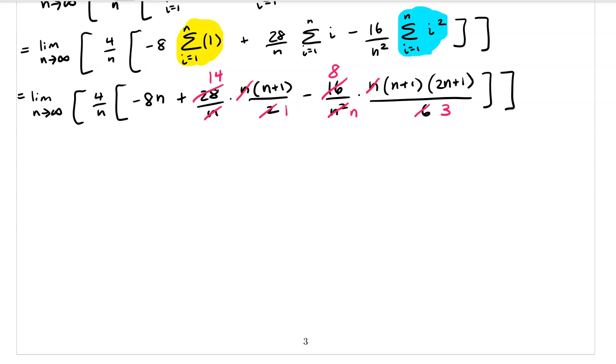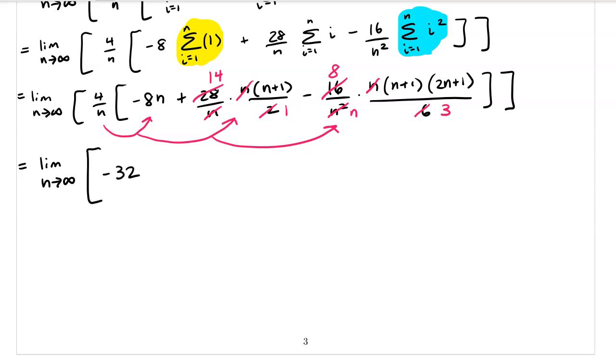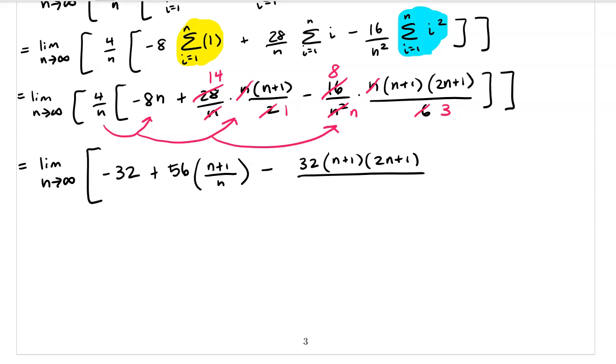And then as a next step, I'm going to distribute in the 4 over n to each of these terms. So we have the limit as n approaches infinity of 4 over n times -8n would be -32, plus 4 times 14 is 56, and then in the numerator we'd have n plus 1, and n in the denominator. And then our last term, we would have 4 times 8 is 32, and then n plus 1 times 2n plus 1 over 3 times n would give us 3n squared.